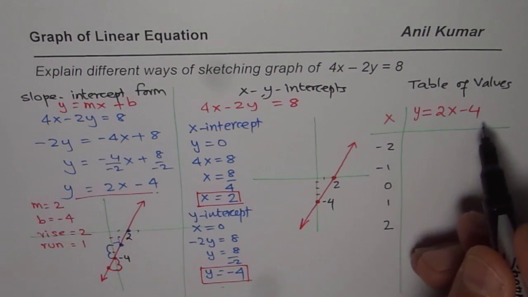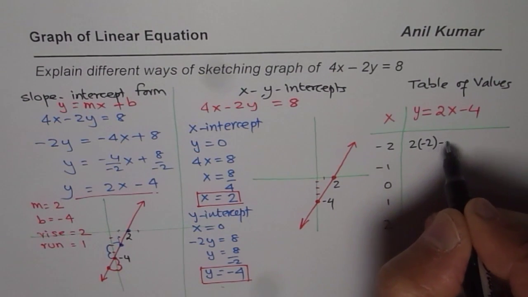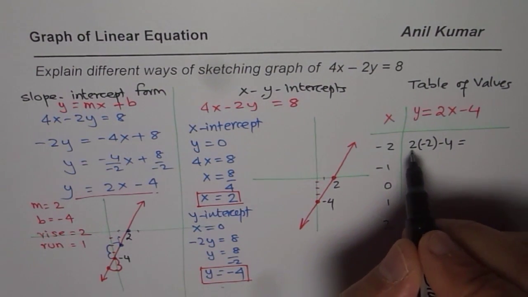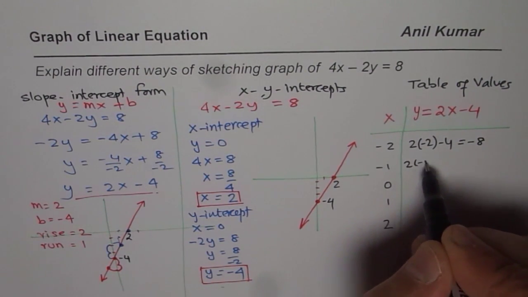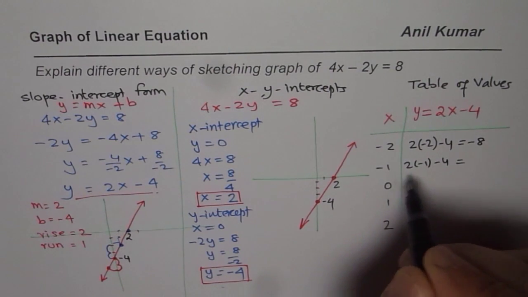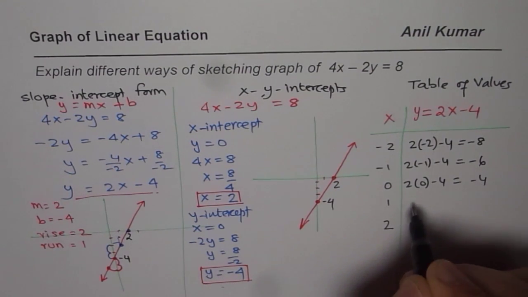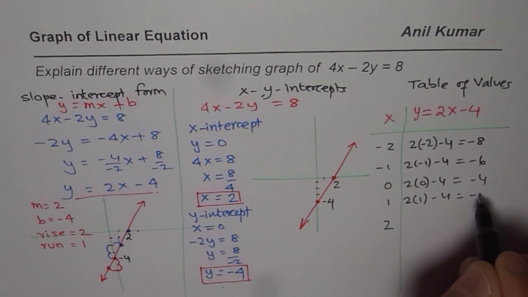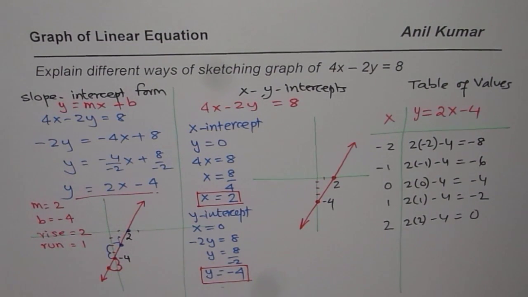And calculate for each. So if I write minus 2 here, it will be 2 times minus 2 minus 4, and that will give us minus 8, right? So next is minus 1: 2 times minus 1 minus 4, and that gives us minus 6. Then we have 2 times 0 minus 4, which is minus 4, and then 2 times 1 minus 4, that is minus 2. Then we get 2 times 2 minus 4, that is 0, right?